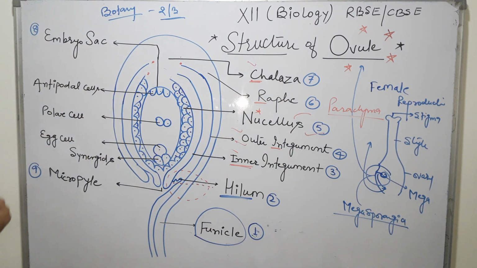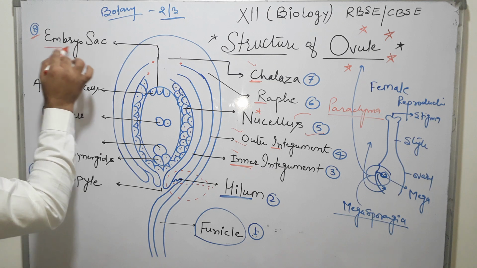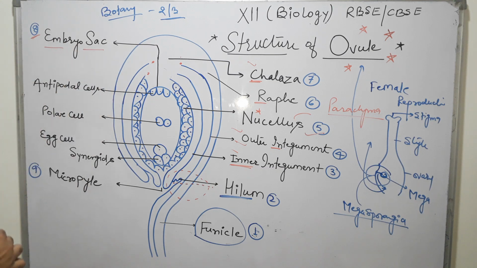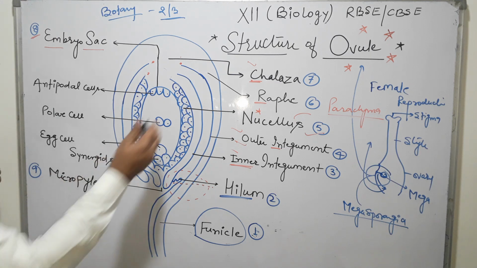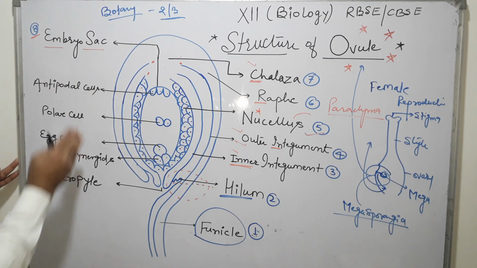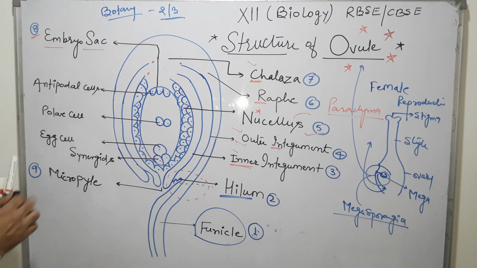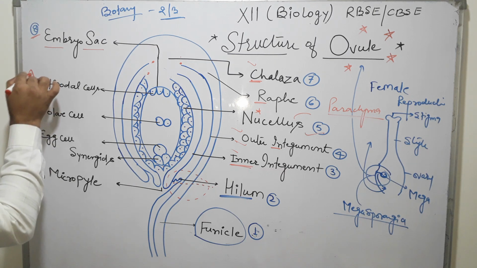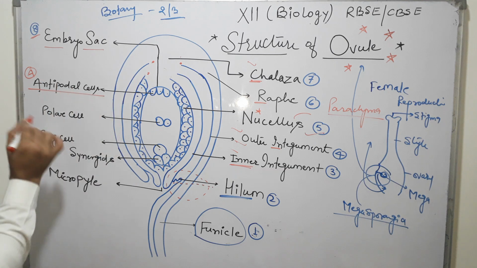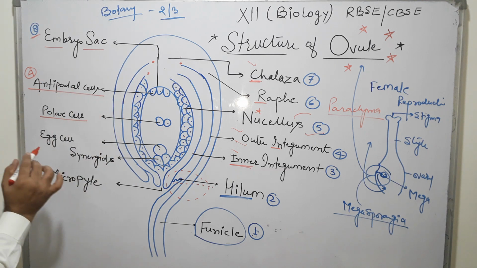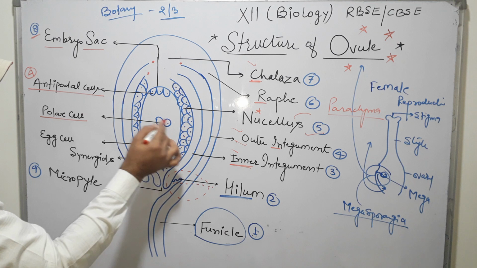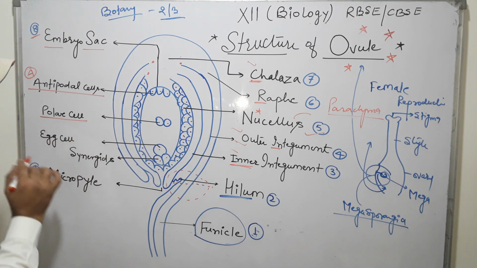Next is number 8, which is the embryo sac. Embryo sac is an important part of the ovule and the female reproductive system. The embryo sac is present at the center of the ovule and consists of the following structures. First structure of the embryo sac is the antipodal cells. Second is the polar cells. If we call them together, they are called polar cells.